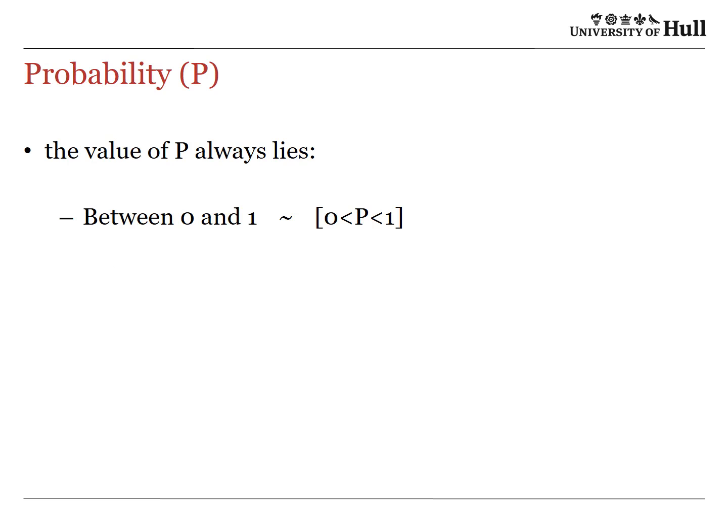Probability is expressed as p, usually large P, and it always lies between 0 and 1. In fact, it's always greater than 0 and less than 1. In theory, it's not possible to have a probability of 0 or a probability of 1. There's always some chance of something happening, and it never happens all the time.